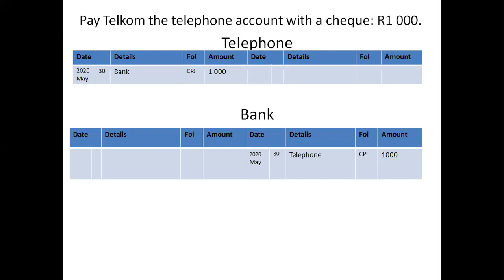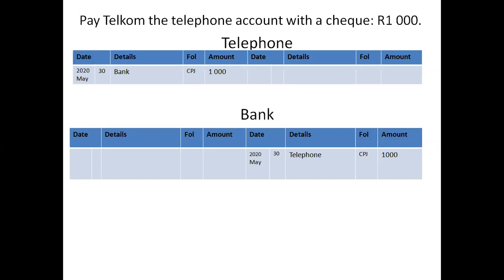Then, normally with the folio, which journal will be involved here? If you pay something, it must be the CPJ, and the amount is 1,000 rand. Right, and now you're going to do the friend bank. Okay, but let's take the double entry principle. The double entry principle in accounting is saying for every debit, and we debited telephone, there must be a credit. So what are we going to do with bank? We're going to credit bank.